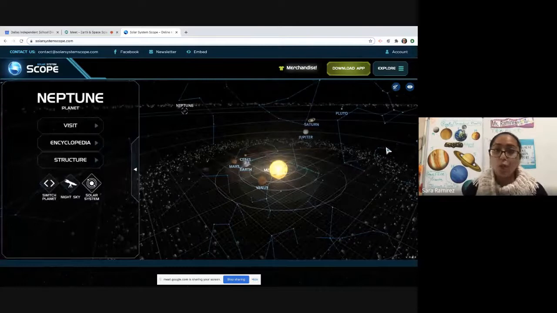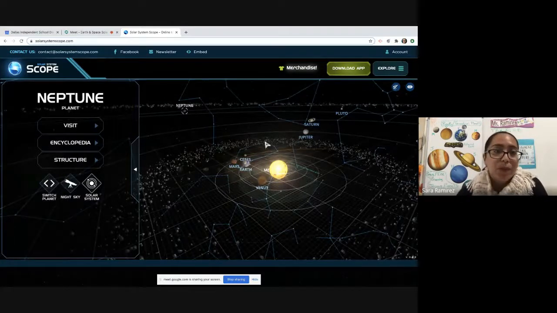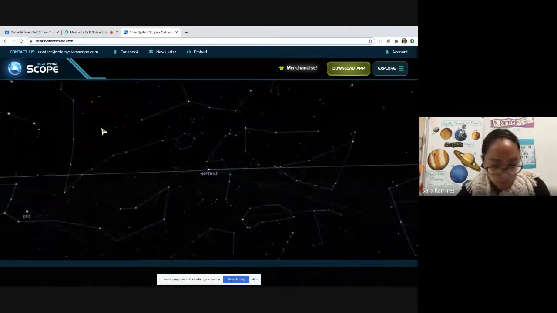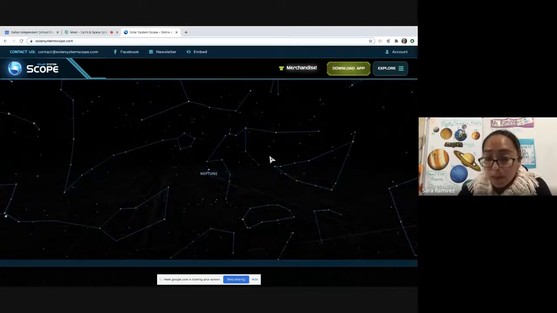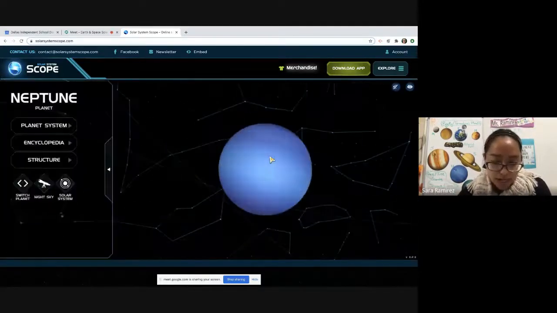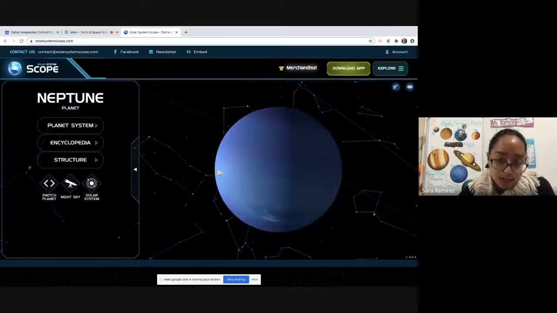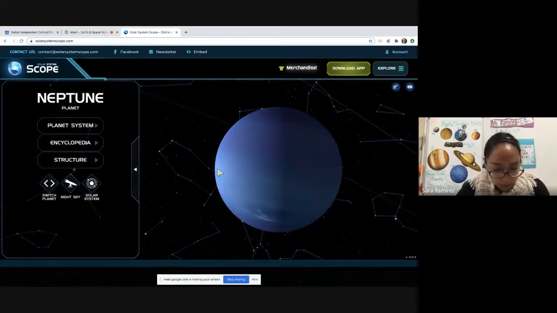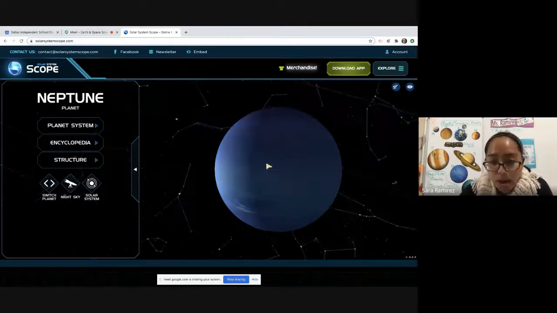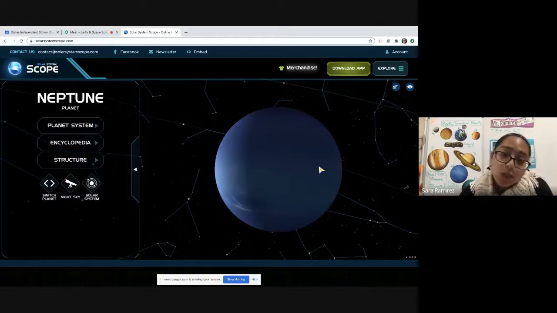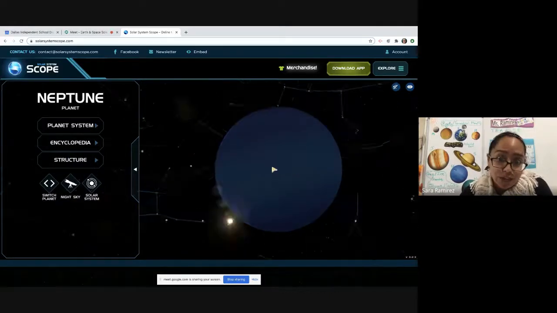Neptune we consider the twin to Uranus because they have that nice blue color. So let's visit this one really quick. It is a very cold planet, so it's also known as an ice giant. It has supersonic winds, and something cool that I learned about this one is the windiest planet, and it has wind speeds of up to 1,200 miles per hour, and that is close to the speed of a fighter jet.